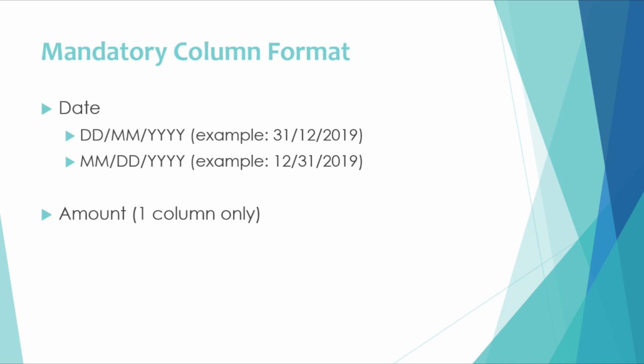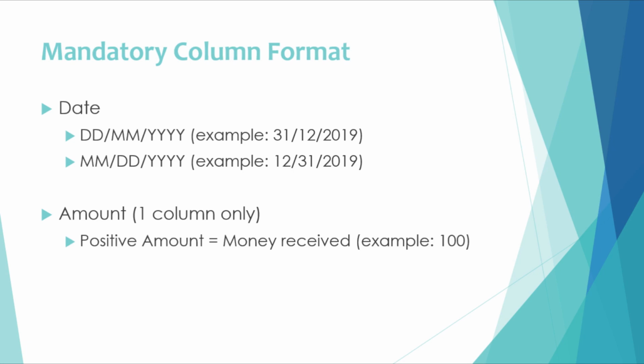The second mandatory column, which is the amount, must be in one column only. Understand that certain online banking CSV files, when you download them, will split into two different columns, which are your debit and your credit. But for Xero to understand and identify your amount column, it must be in one column format with the positive amount to show Xero that you received money. For example, 100 as a positive. You don't need to put in the plus sign here. As long as there's no plus sign, it's just numbers, it's a positive amount.